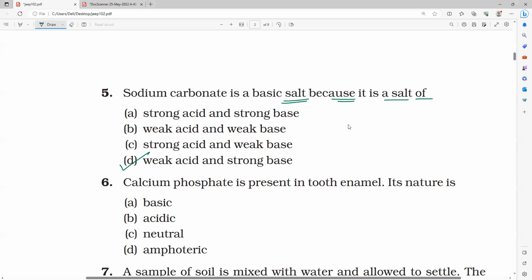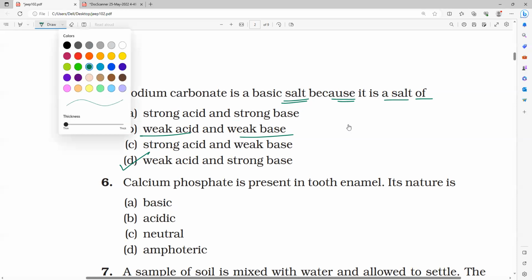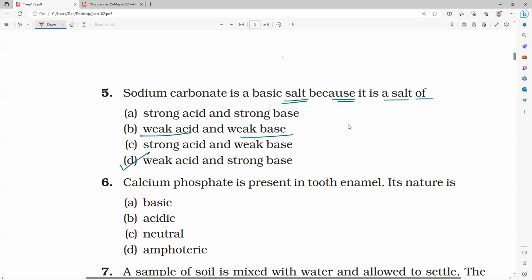But Nimish doesn't know anything. He is putting option B, weak acid and weak base. Both weak will react. You will get a basic salt. That is your level. Go and enjoy. One more hour you can enjoy on the phone.